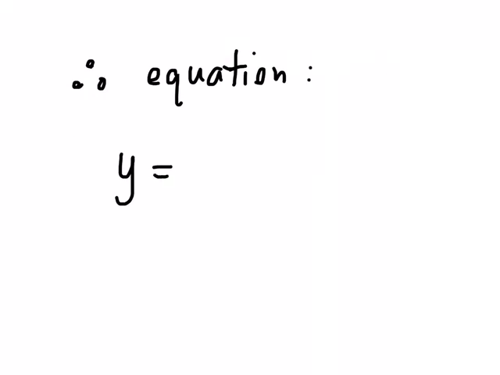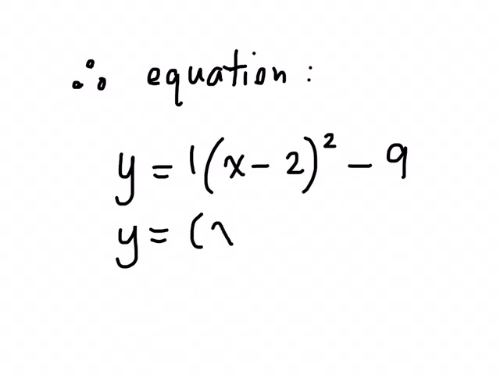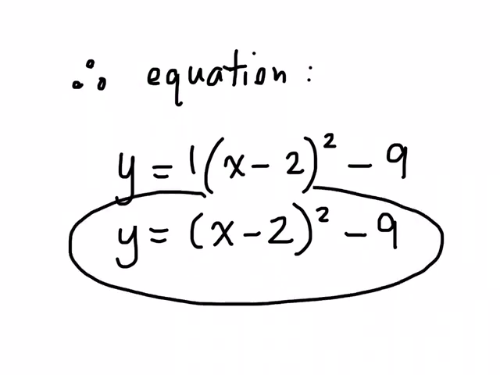y equals 1 bracket x minus 2, good? Yep. Good. We don't actually have to write the 1, but that's fine. You can just leave it as y equals (x minus 2) squared minus 9. Okay, so this is the equation in vertex form.